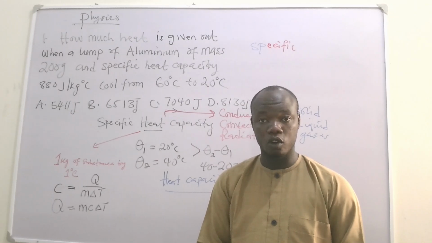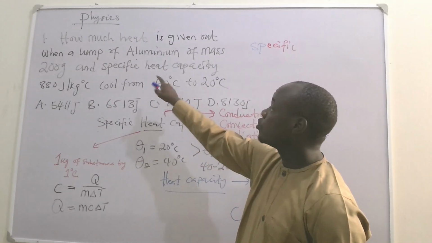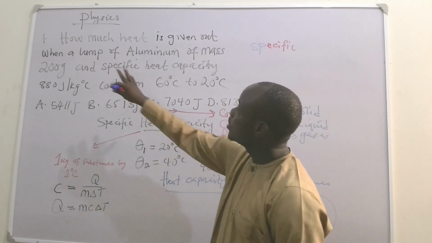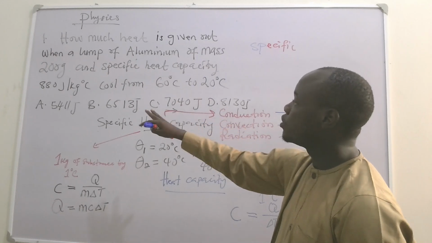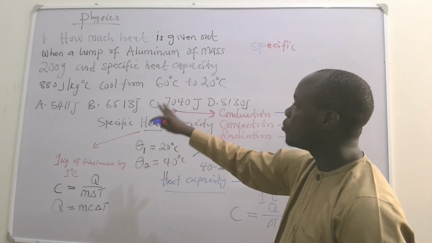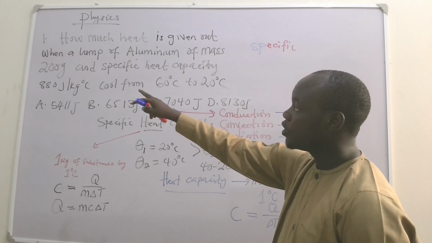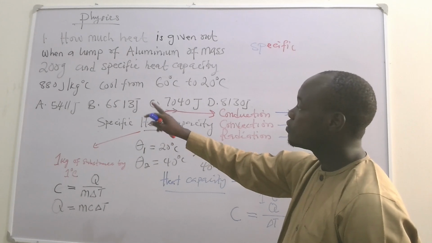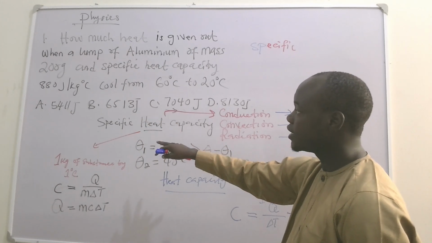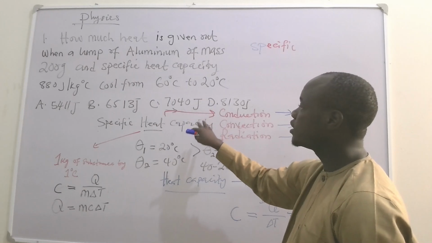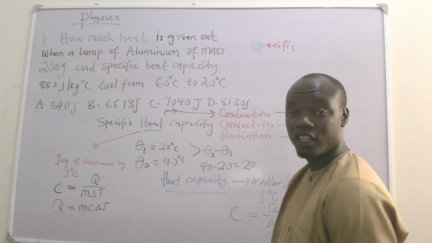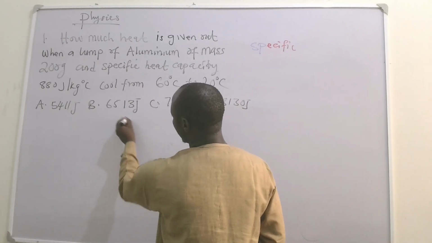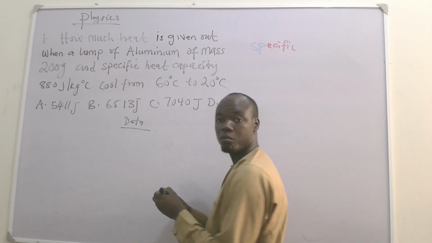So therefore, now we are going to solve this question. And how are we going to solve it? The question says, how much heat is given out when a lump of aluminium of mass 200 grams and specific heat capacity of 880 joule per kilogram per degree centigrade cools from 60 degrees centigrade to 20 degrees centigrade? I think it's simple to solve this question. So how do we take our data? We have to take our data from the question.